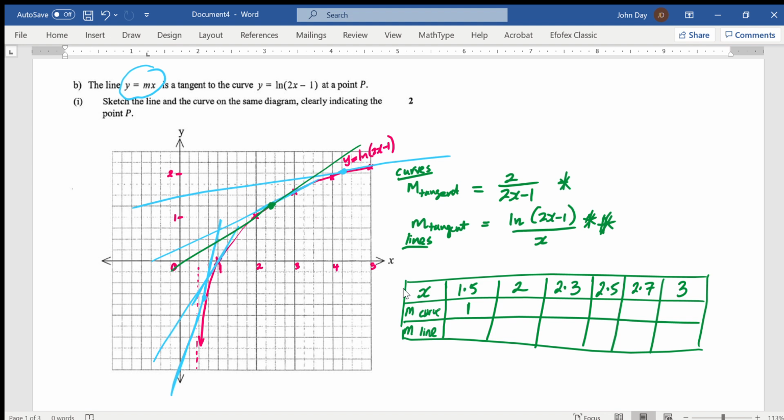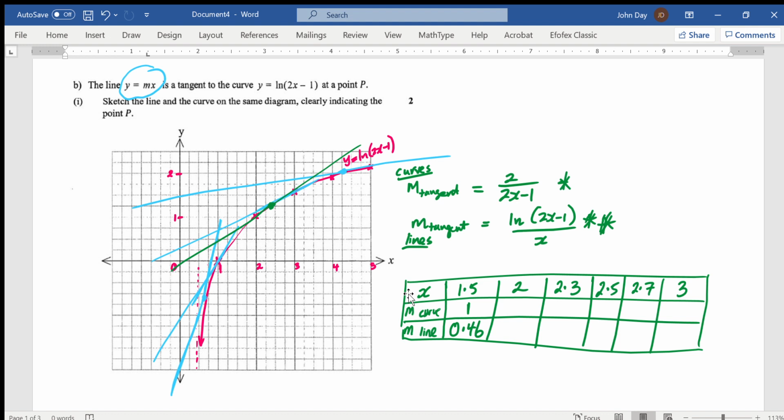From the line's point of view, it's the natural log of 2 divided by 1.5, 0.46. Well, clearly those two gradients are nowhere near each other, right? So let's try at 2.